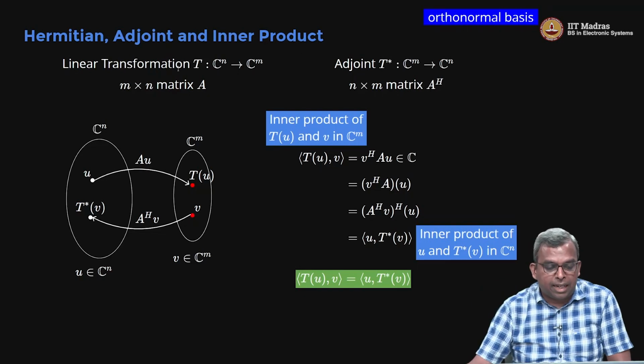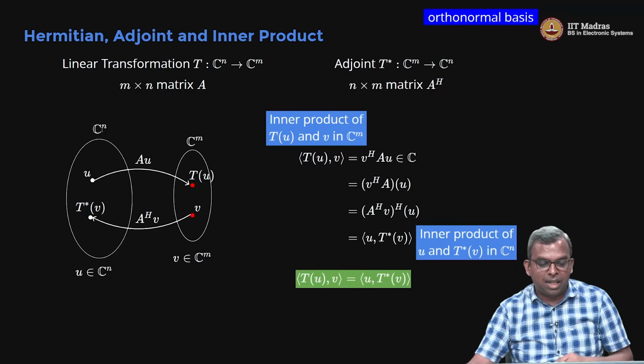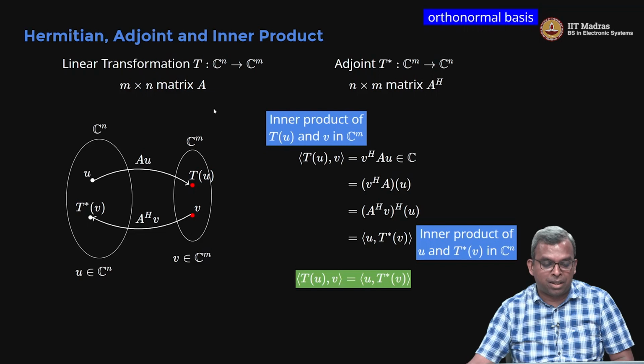Okay. So, once again, let us start with the linear transformation T, which goes from Cn to Cm. It is represented by an m cross n matrix A, and we already saw that the adjoint T star is from Cm to Cn, and it is represented by an n cross m matrix A Hermitian, again with orthonormal basis, keep that in mind. So, we can draw a picture like this, which illustrates what is going on. You have Cn here represented by this ellipse, and then Cm is represented by this ellipse.